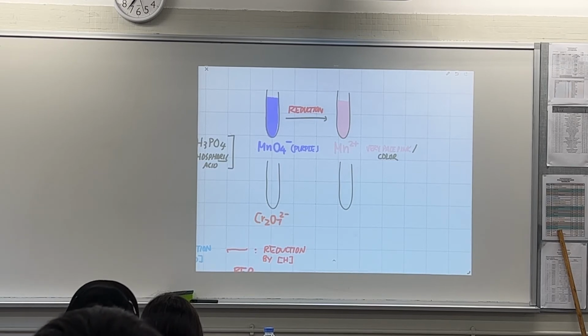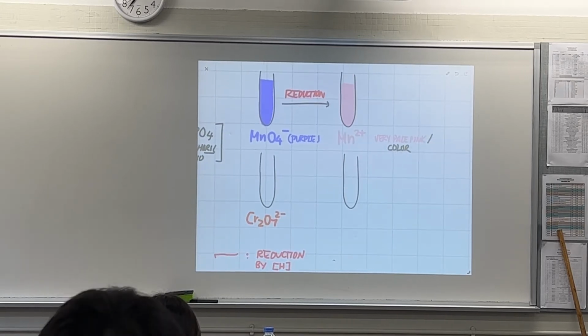Cl2O7 minus. I don't know why when I look at this, I just know it's orange. Maybe it has all the letters in orange. Maybe it's all R, and maybe not C. But to me, this word just looks orange. Okay, so this is orange.